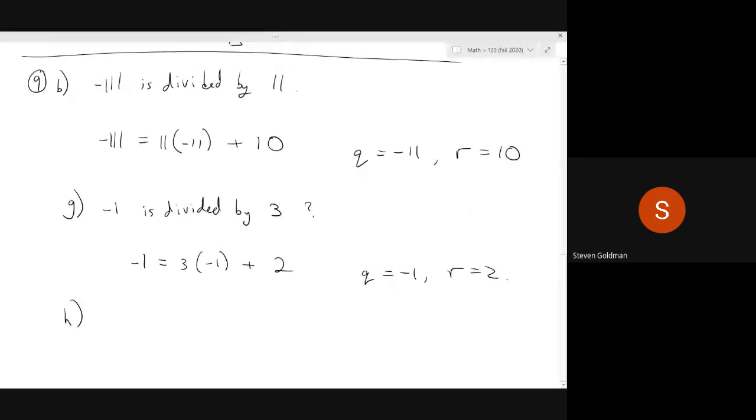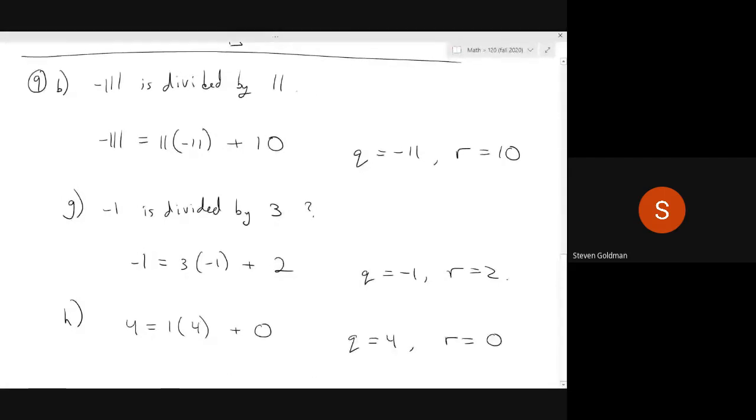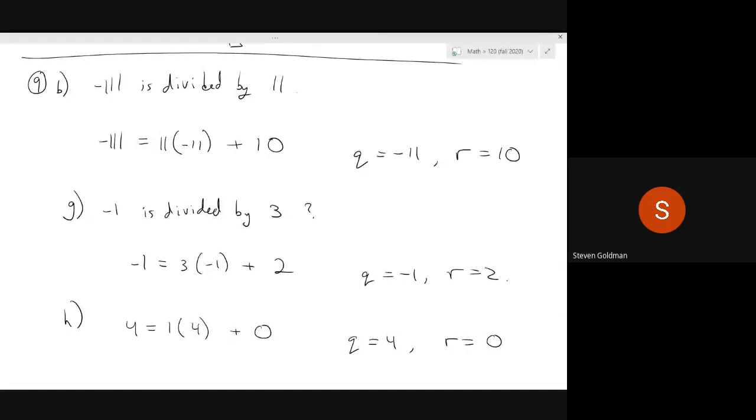All right. And then for H, you're asked, what about when 4 is divided by 1? When 4 is divided by 1, 1 goes into 4 four times, plus a remainder of 0. So Q is 4. The remainder is 0. I said that the remainder has to be positive. I sort of misspoke. It has to be non-negative, so greater than or equal to 0, but less than the divisor. All right, next question.